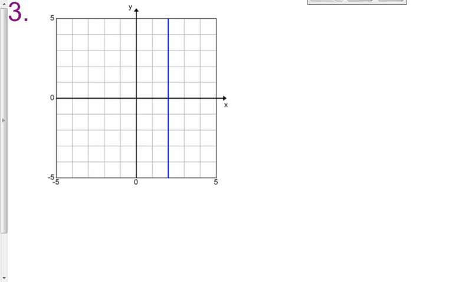Whenever you are given a completely horizontal line or a completely vertical line, you don't even have to think of y equals mx plus b. When you say a horizontal line, what you should conclude is y equals a number. Horizontal, y equals a number.